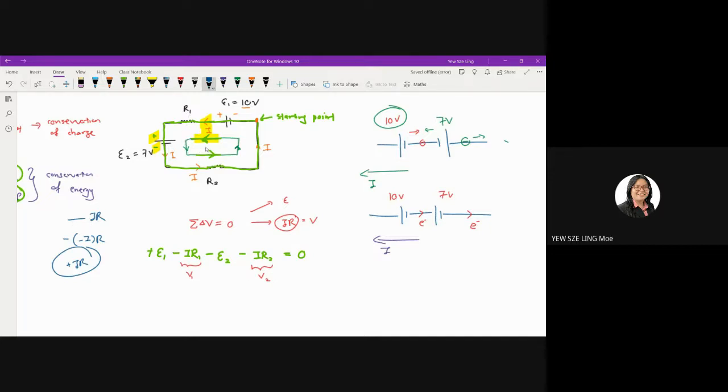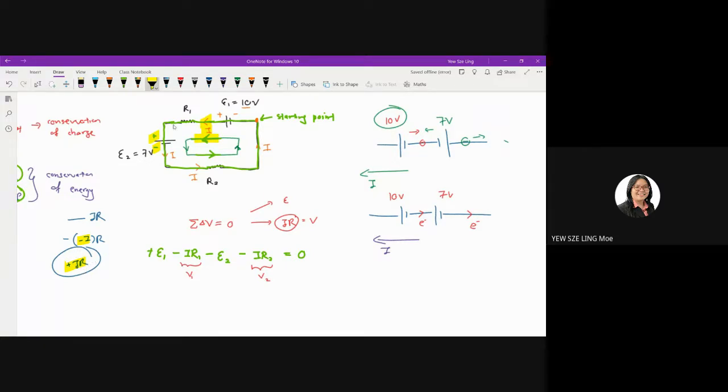But if your imaginary path is opposite to the actual path, you will get a negative I. This negative I is because your path is not in the same direction as the actual path. So when you form the equations, negative becomes positive IR. That's why if the loop is opposite in direction to the orange I, you will get positive IR.